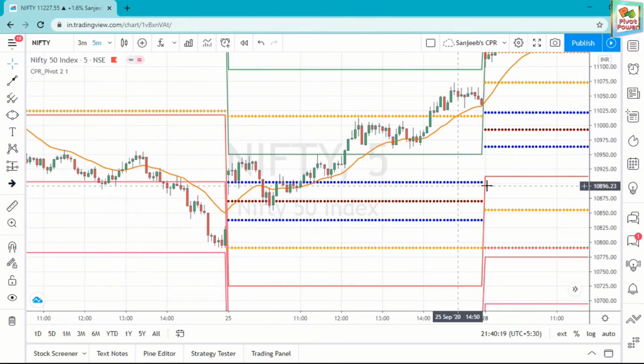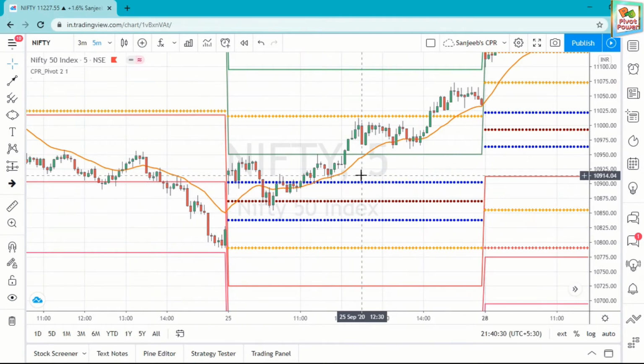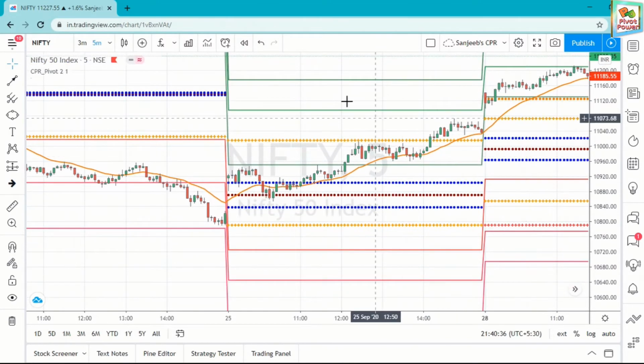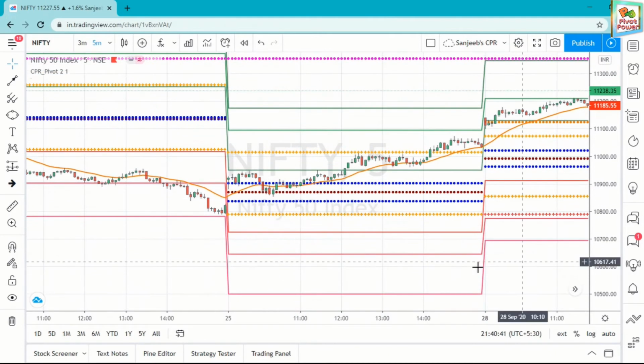This area is CPR. This is top CPR, this is central CPR, this is bottom CPR. These three are all CPR. And this is R1, R2, and this is R3. This is S1, S2, and this is S3.